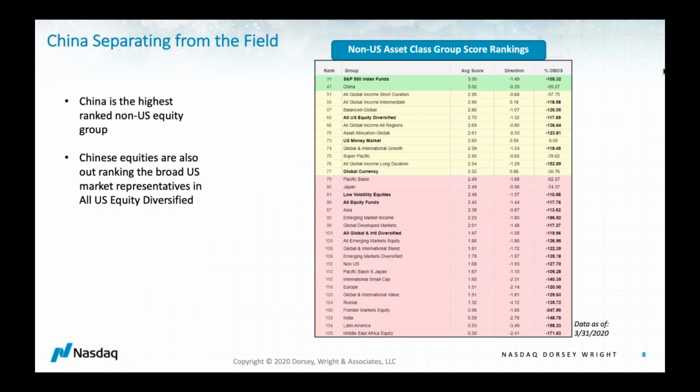And then you have China. This is sitting up towards the top, just beneath your core US equity market, as the highest ranked non-US equity group, a diamond in the rough amongst its peers. We can also see that Chinese equities, as identified by that group, are beating some of the individual US representatives that we have. The broadest US representative we have in the ranking is the all US equity diversified, and we see that Chinese equities are 0.3 points better from a score perspective, which is a significant demonstration of strength over the recent time frame.